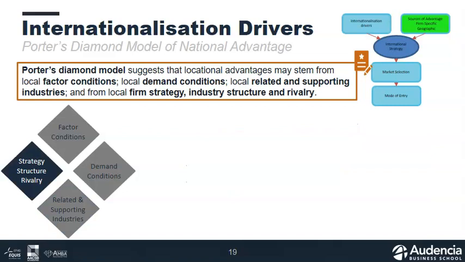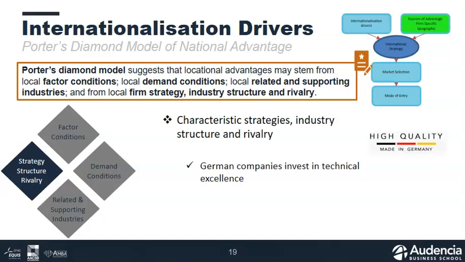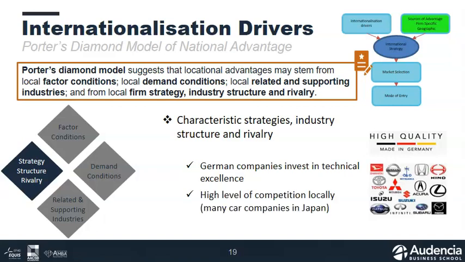And lastly, the structure, the strategy, and the rivalry that exists in your industry in your home country. So, for example, we know that German companies invest in technical excellence. And so this gives them an advantage. This is a characteristic of the industry and how the competitive game is played in Germany, and it gives them an advantage. The same is true with Japanese car manufacturers.